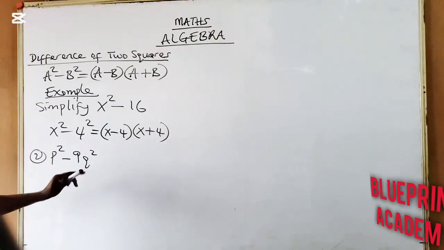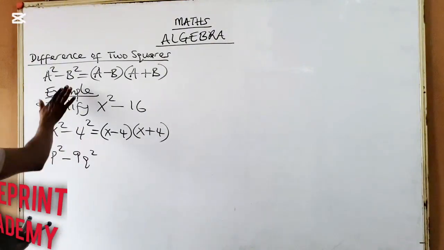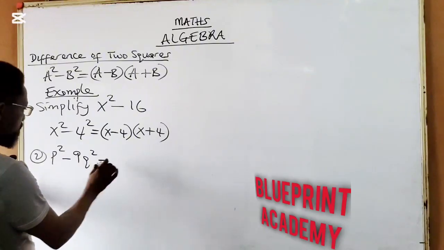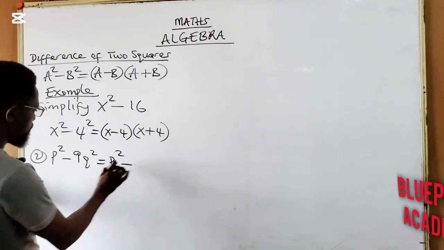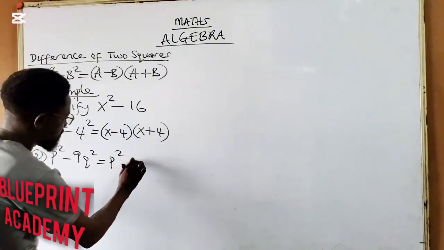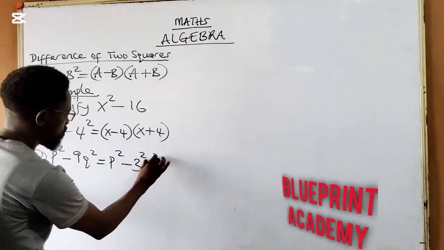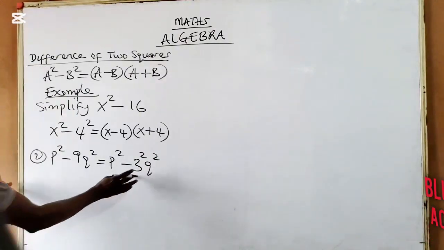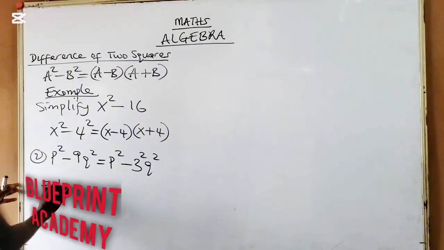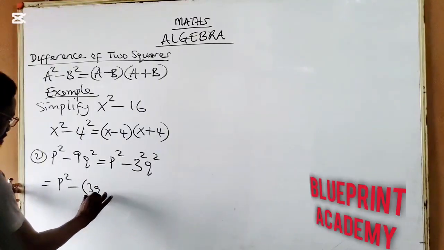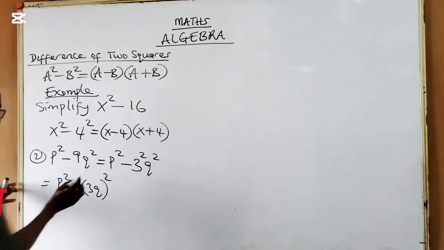You have p squared minus 9q squared. It stays similar to this one. What I'll do in this case, we write p squared. 9 is the same thing as 3 raised to the power 2. Then we have q squared. So this one we can write as p squared minus, I group this one, that becomes 3q squared.